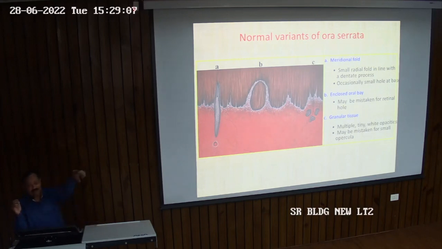If you remember, in the 10 layers we have talked about, one is the pigment epithelium and the rest of all the layers come into the neurosensory layers.